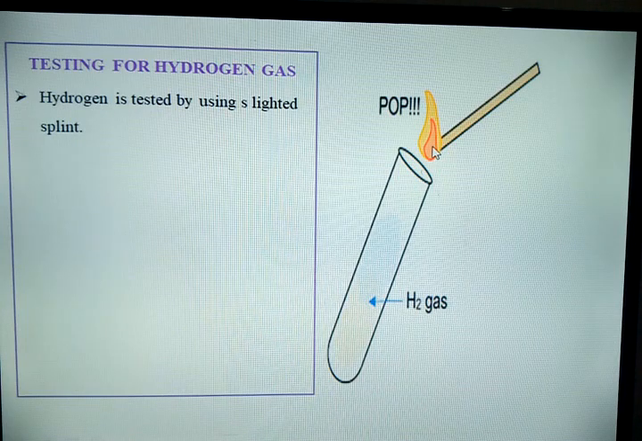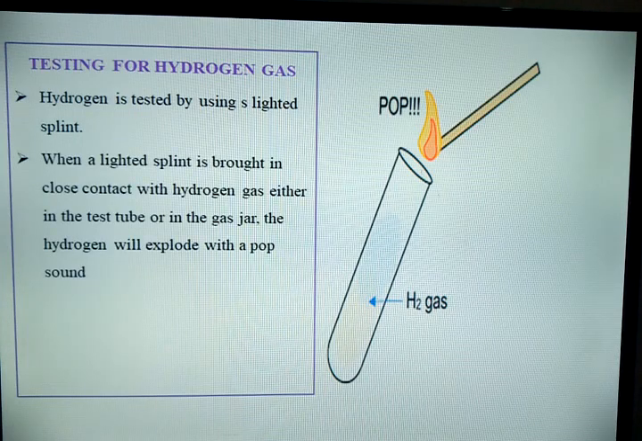Sometimes we call it a burning splint. So when you hear burning splint or lighted splint, we are testing for hydrogen. If you bring this burning splint near a jug or a boiling tube containing hydrogen gas, this hydrogen is going to explode with a pop sound and a blue flame.